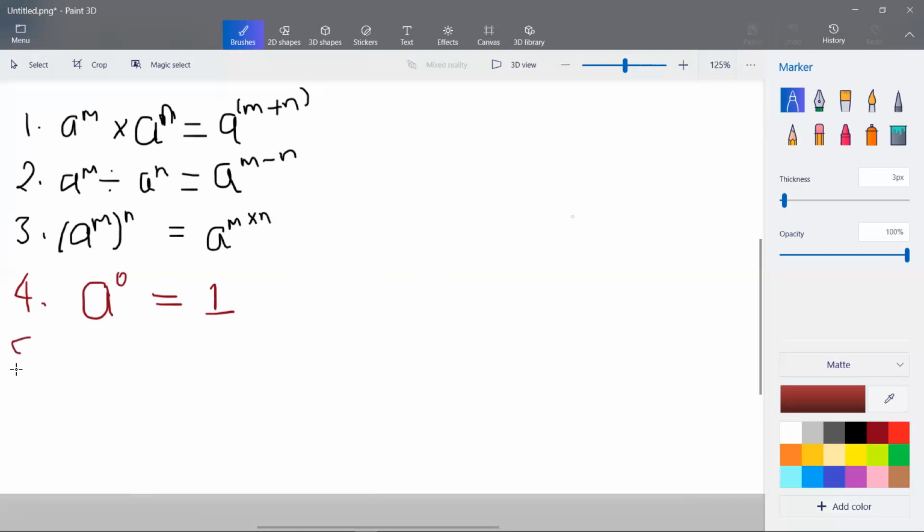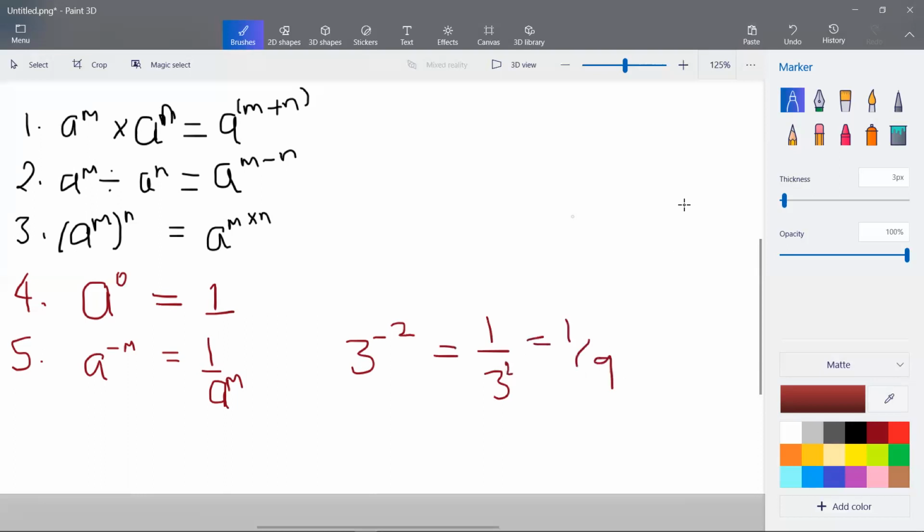Number 5, if you have a number raised to a negative power, let's say negative m, that simply means you write the reciprocal of that number, the inverse. So it becomes a to the power of 1 over a power m. What are we saying? If you have 3 power negative 2, you simply write it as 1 over 3 squared, which is the same as 1 over 9.